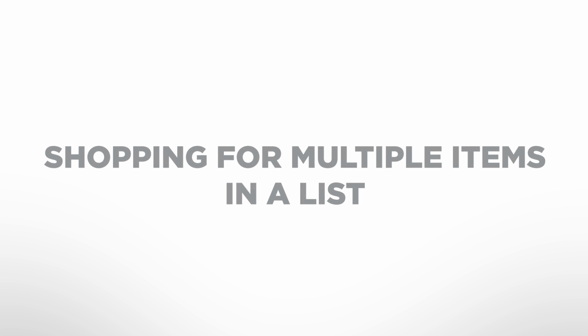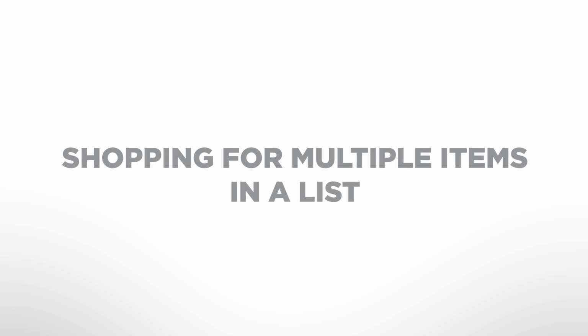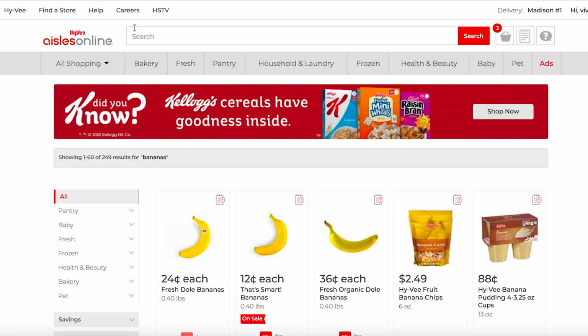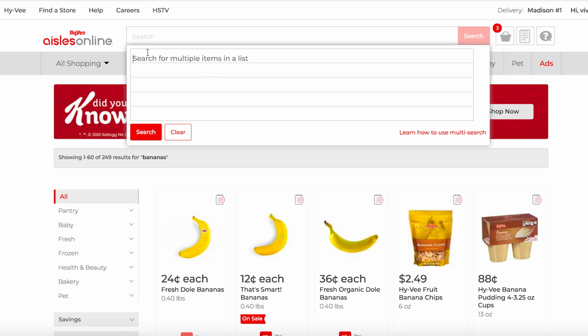The search bar can be used to find items one by one, or you can search for multiple items all at once. Just clicking in the search bar generates a pop-up with a link that says Search multiple items in a list. Clicking that link generates a larger pop-up with multiple lines for you to type in your list of items. Remember, the more detailed you make your search terms, the better.